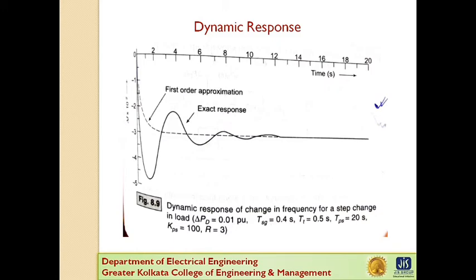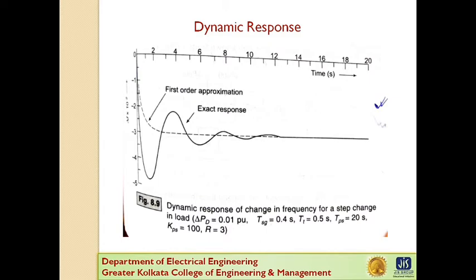Now in this picture you can see the first order approximation and exact response of the system, and from this picture it is clear that the first order approximation is a poor approximation. Here delta PD is equal to 0.01 per unit, TSG is 0.4 second, TT is 0.5 second, TPS is 20 second, KPS is 100 and R is 3. These are the typical values of these components.